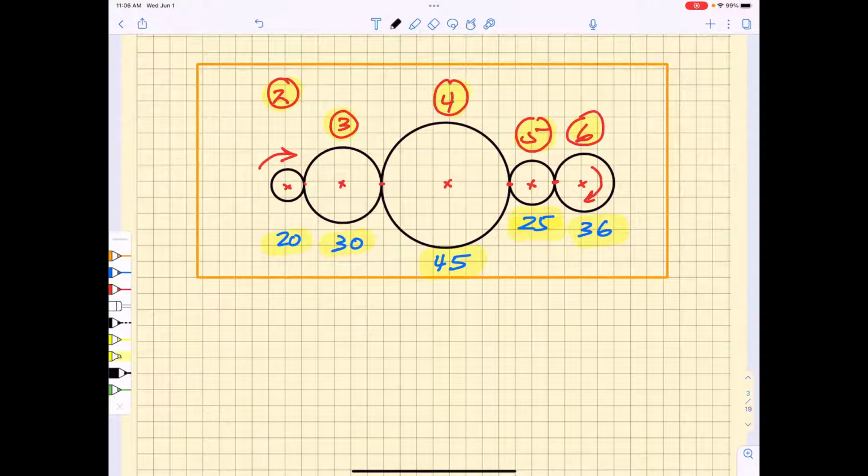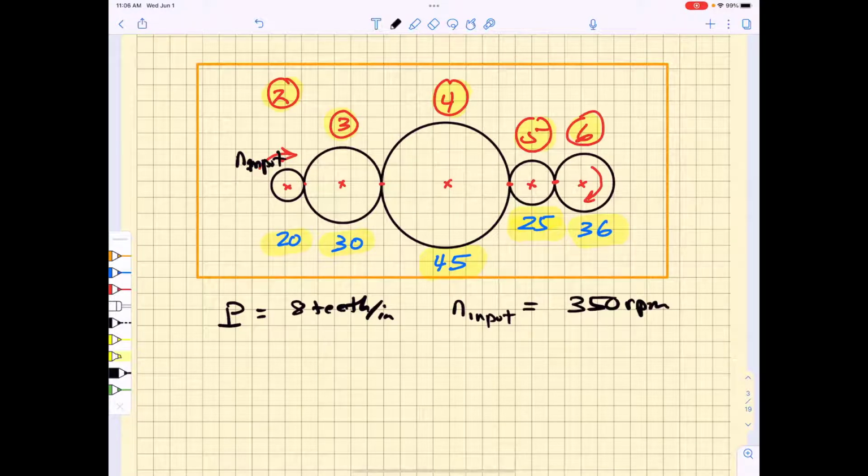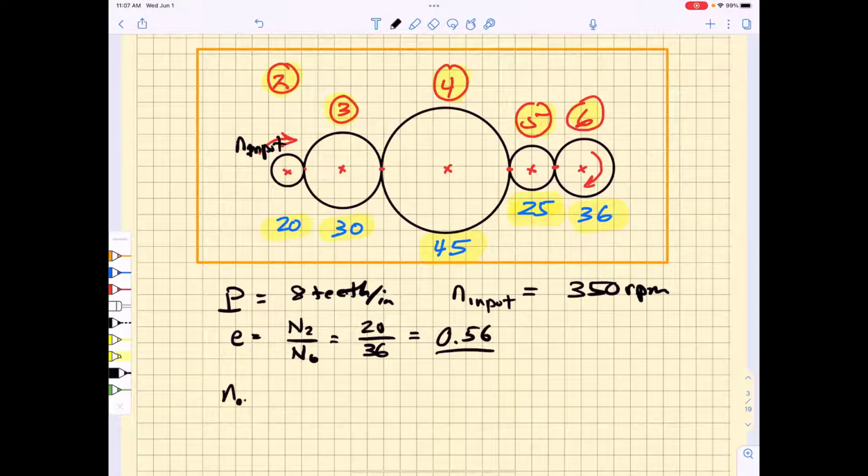We know that the diametral pitch of the gears is 8 teeth per inch. We also know that the input RPM is equal to 350 RPM. We had already determined that our train value, N2 over N6, which is 20 divided by 36, gave us a train value of 0.56. So we know that our output speed is going to be equal to 0.56 times the input RPM, 350. That gives me an output RPM of 198.